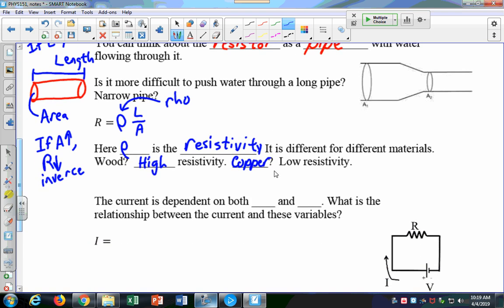Let's get these last two little things in, okay? The current is dependent on both the resistance and the voltage. And the relationship between those is going to be I is equal to V over R. And this is what we call Ohm's law. And this is the last thing, V is equal to IR.